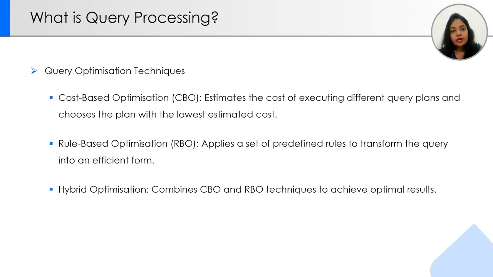Now let me help you understand certain query optimization techniques. So there are three query optimization techniques. First one is cost-based optimization. Next is rule-based optimization. And the third one is hybrid optimization.